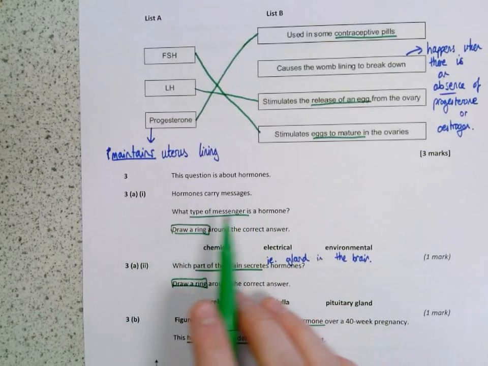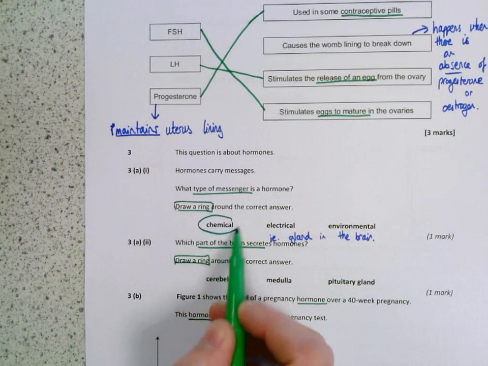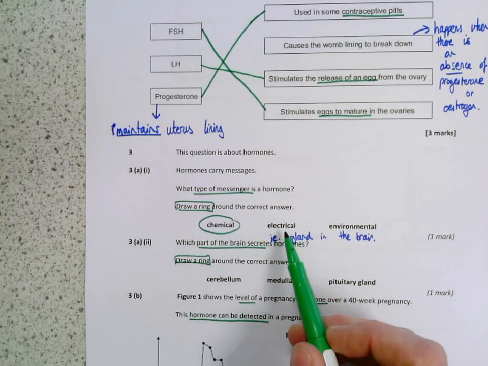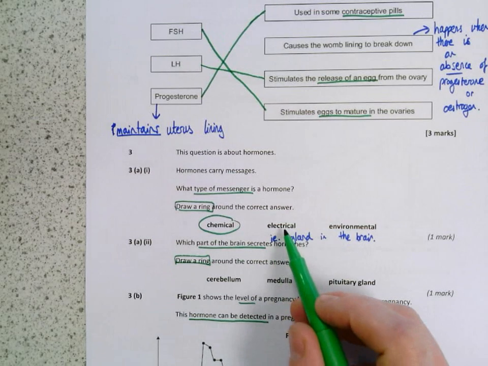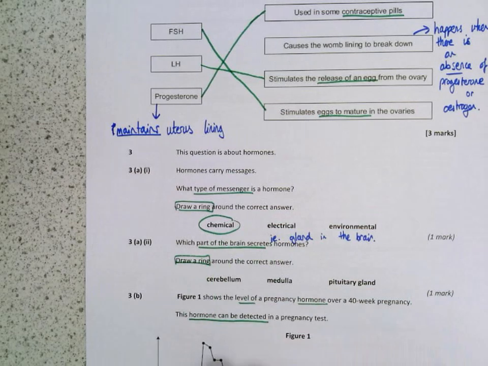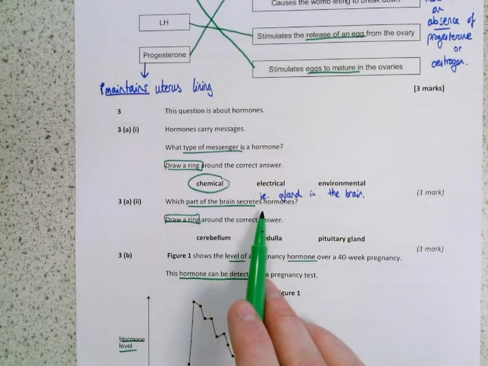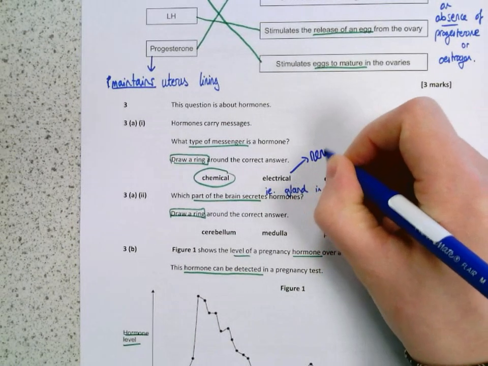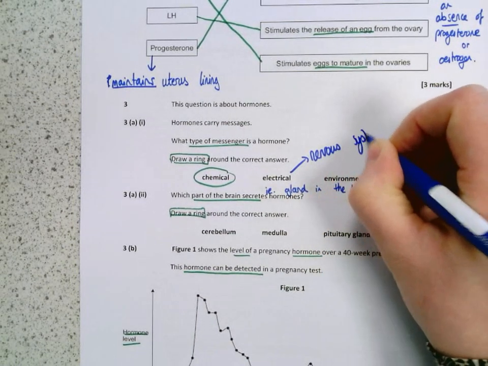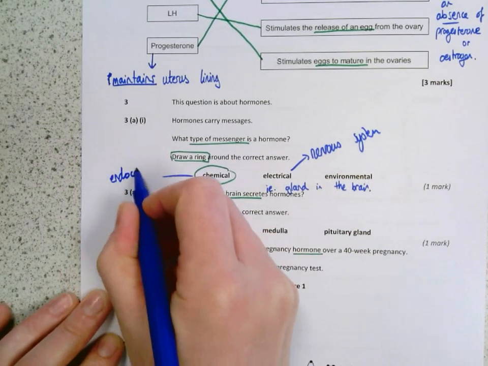Question about hormones. Hormones carry messengers. Type of messenger, draw a ring. Hormone is a chemical messenger. Should have that drilled in. Electrical messages are sent through the nervous system, of course. So when you see electrical, you think nervous system. When you see chemical, think endocrine system, hormones. If you want to annotate that, of course you can. Electrical would be in the nervous system. Chemical messengers are in the endocrine system, which is to do with hormones.